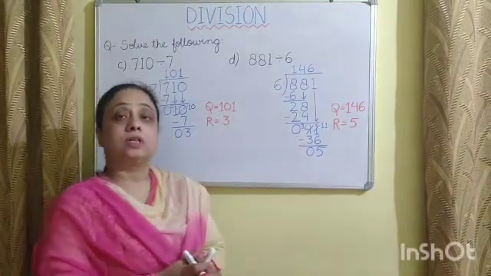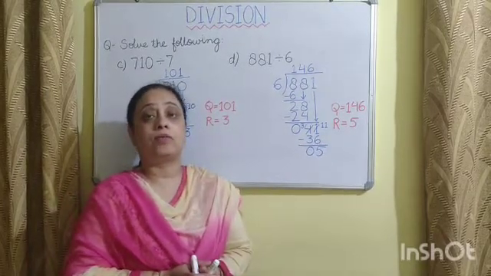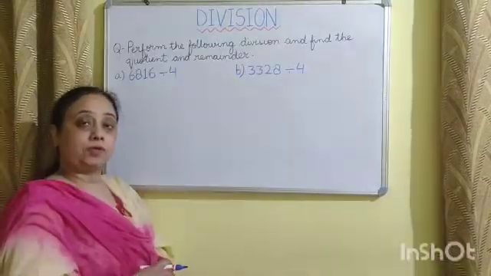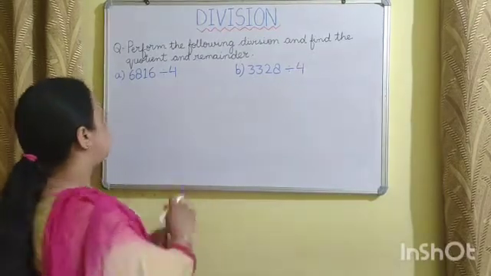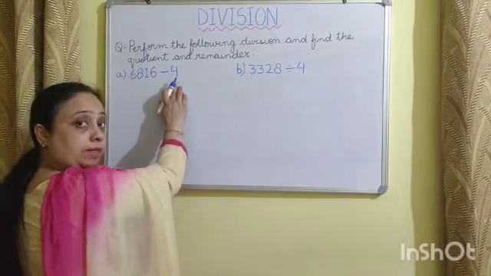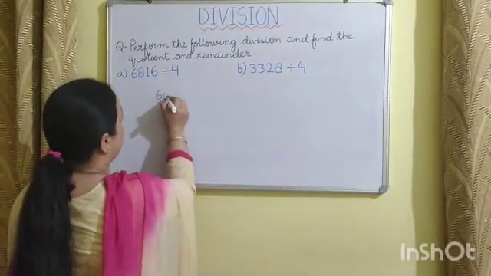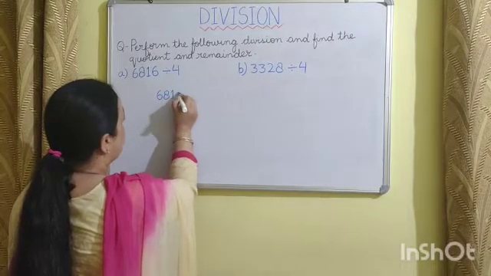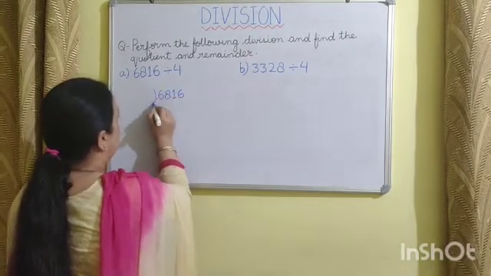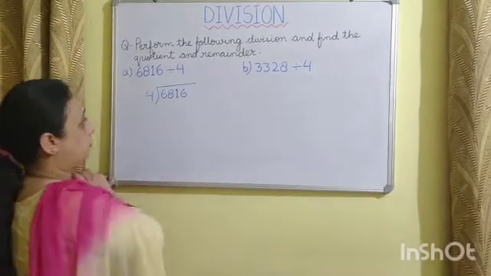Have you understood 3-digit division, children? Now we are going to start with the division of 4-digit number. Our 4-digit number which we have to divide is 6816 divided by 4. So we'll write 6816, make a sign and write 4 here.